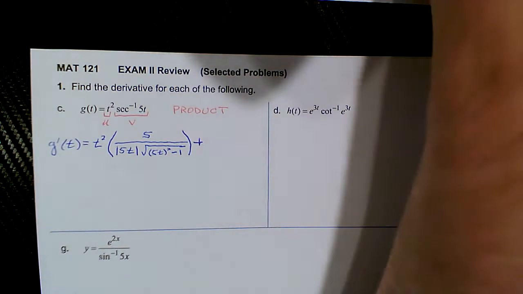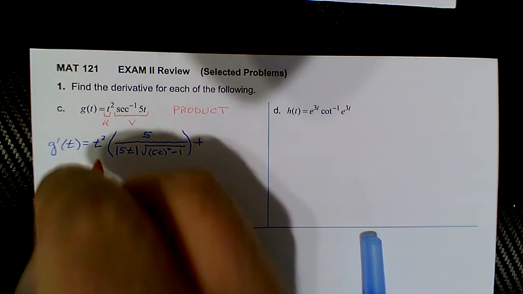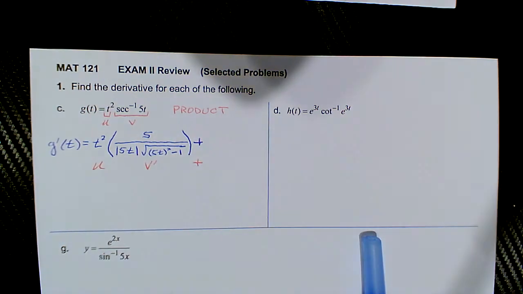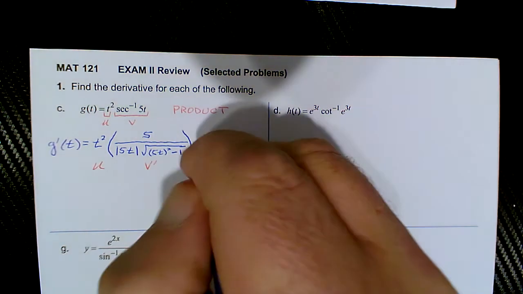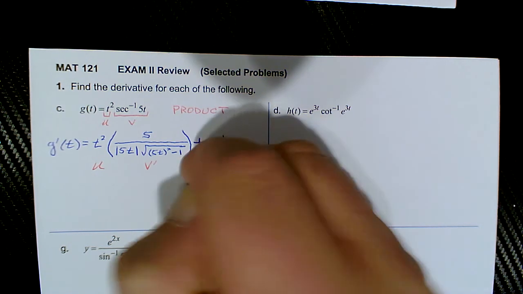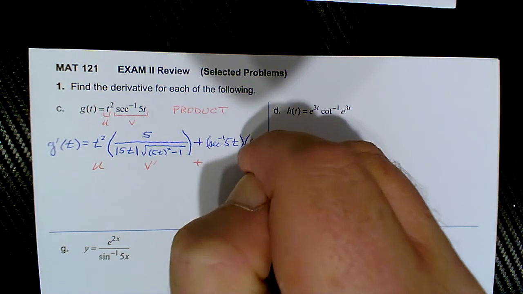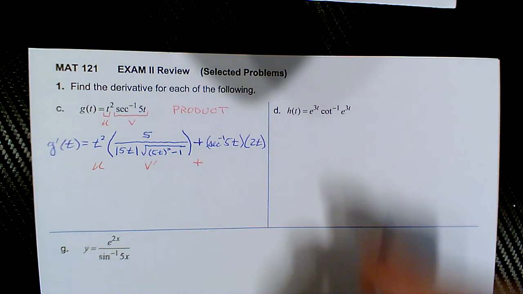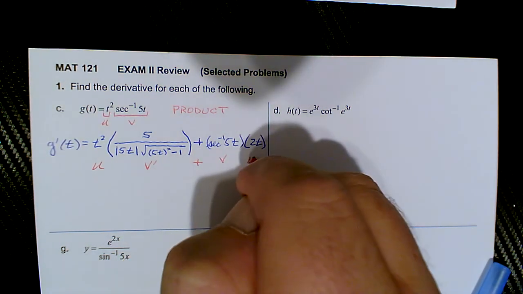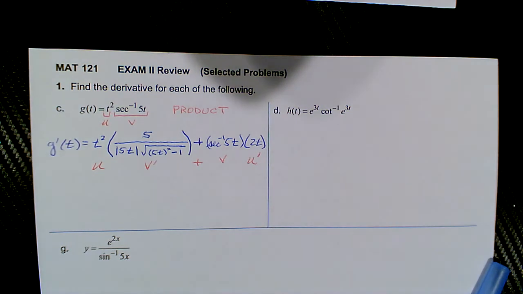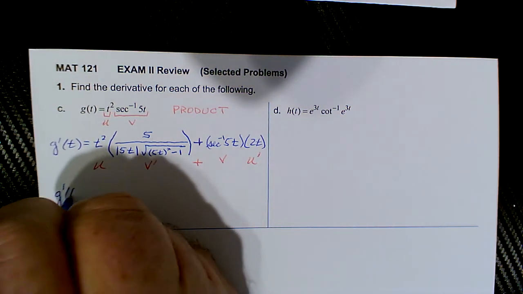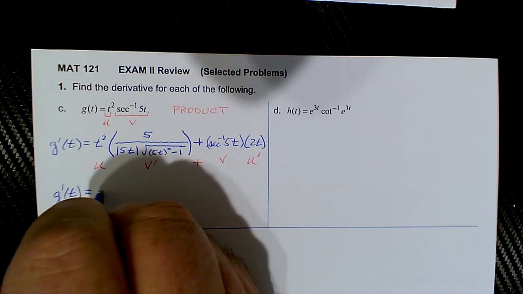That is the first times the derivative of the second, or u v prime, and now we need the rest of it, plus v, inverse secant of 5t, and then times u prime, and the derivative of t squared, just simply 2t to the first, or 2t. So that finishes up the product rule. There's plus v times our u prime.